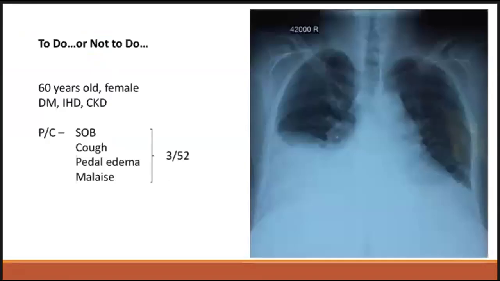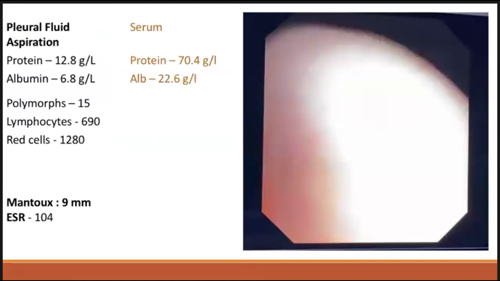Another patient, to do or not to do: a 60-year-old male, diabetic, ischemic heart disease, with shortness of breath, pedal edema and malaise for 3 weeks. Pleural fluid protein is 12. This is obviously an exudate, isn't it? Sorry, it's a transudate. Cells are not that markedly there, but the MAN2 is 9, ESR is 104.